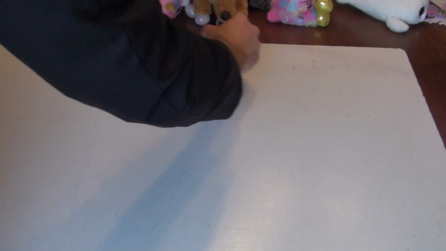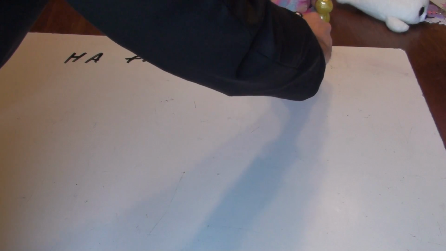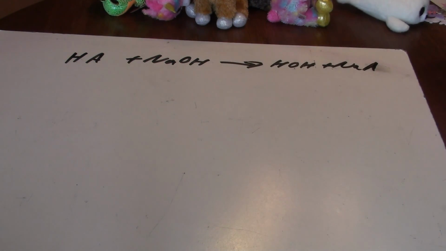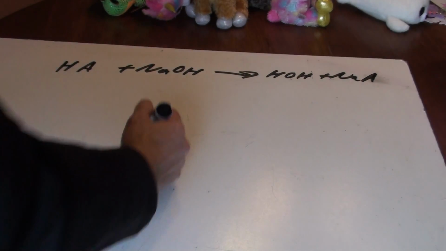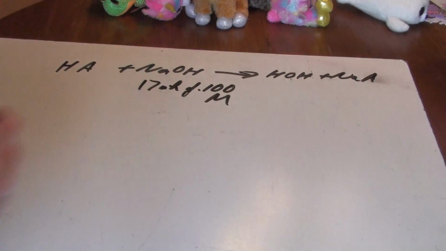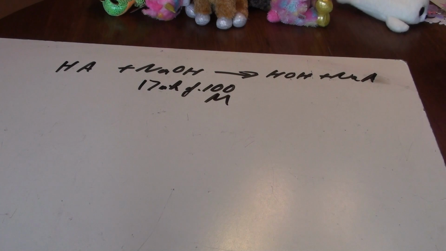So I will symbolize your weak acid as HA, plus your base. Okay. Now, at the equivalence point, the moles of base and the moles of acid are equal. So suppose it took me 17 milliliters of 0.100 molar sodium hydroxide to reach my equivalence point. How do I know I'm at the equivalence point? Because my indicator turns color.